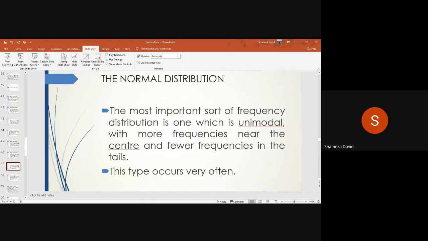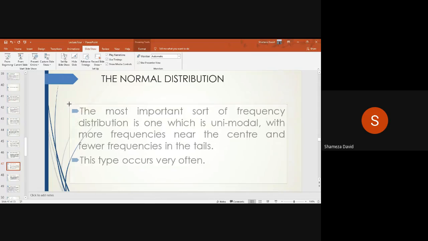Now, the most important kind of frequency distribution is one that is unimodal, meaning that it has one mode, and most of the frequencies tend to center in the middle of the data, and it sort of tails off at the end. And so this is what we would call a perfect curve. So if you plot your data and it comes out with one mode, you see one peak, and then it peaks right there in the center, and then it just tails off at the end, that is perfection.